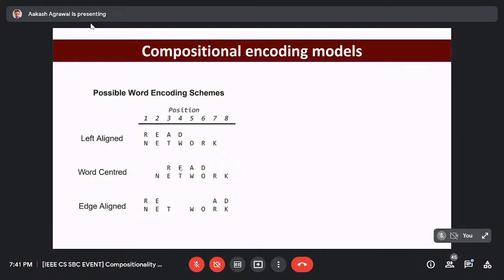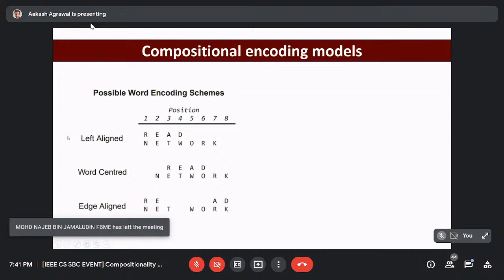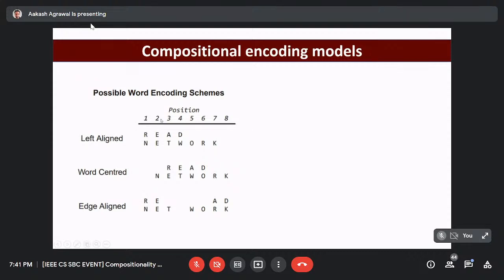Because the words are shown at the center, the rest would be aligned at the center. Or they could be edge aligned, where the edges are aligned and the middle letters are then filled in later. What this means is that the response of, let's say, the word READ would be the linear combination of the response of R at position 1, E at position 2, A at position 3, and D at position 4.